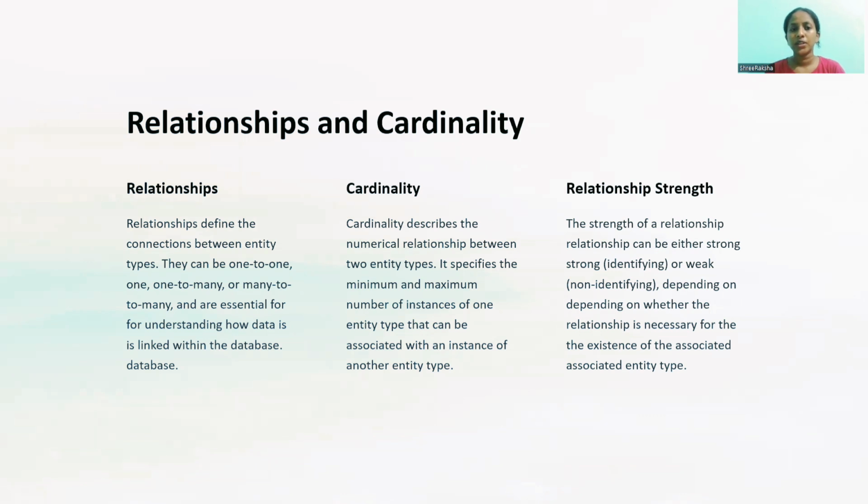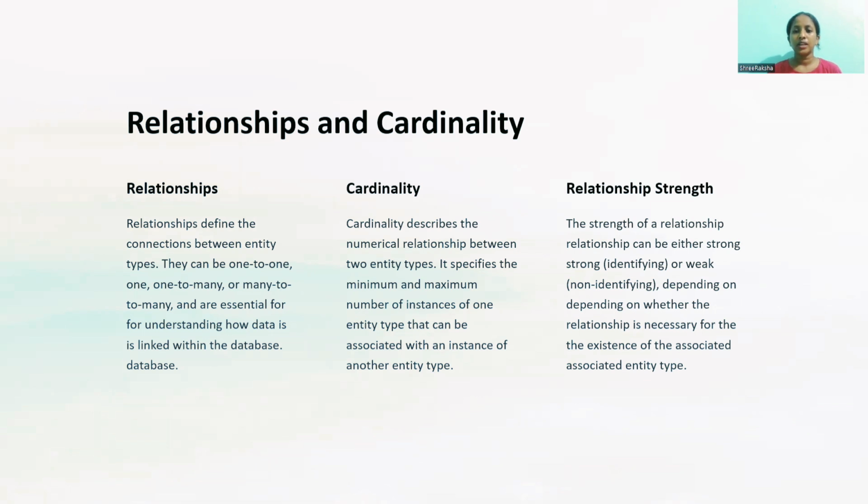Next one is relationships and cardinality. When it comes to the relationship, it defines the connection between entity types. There are one-to-one, one-to-many, and many-to-one relationships that are essential for understanding how the data is linked within the database. Next one is cardinality. It describes the numerical relationship between two types of entities. It specifies the minimum and maximum number of instances of one entity type that can be associated with another entity type.